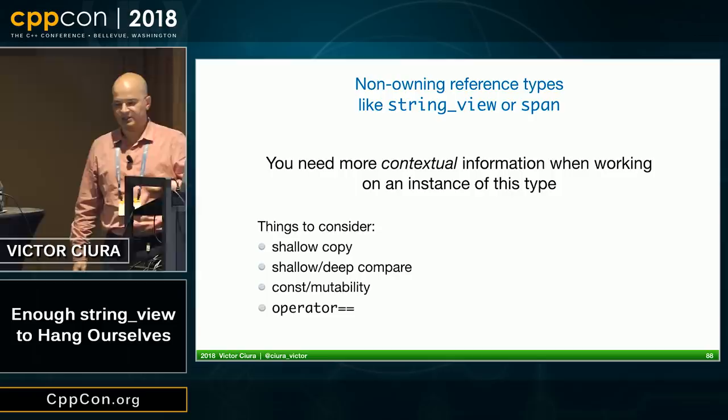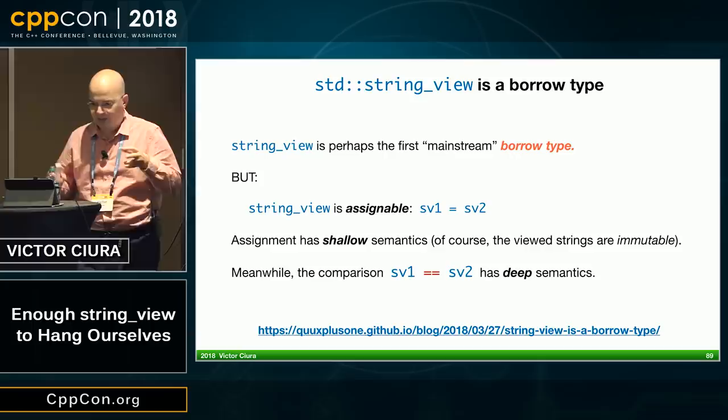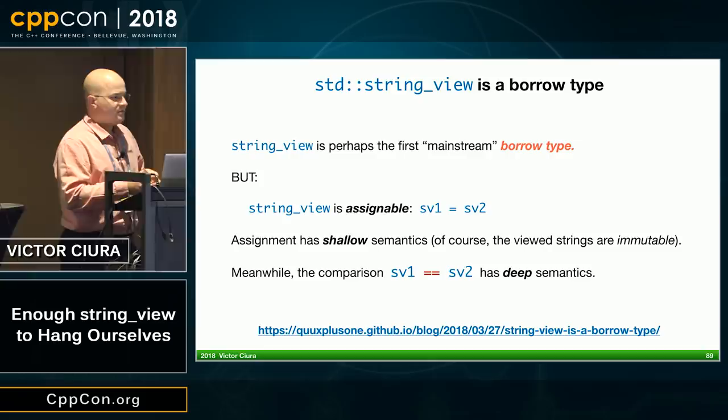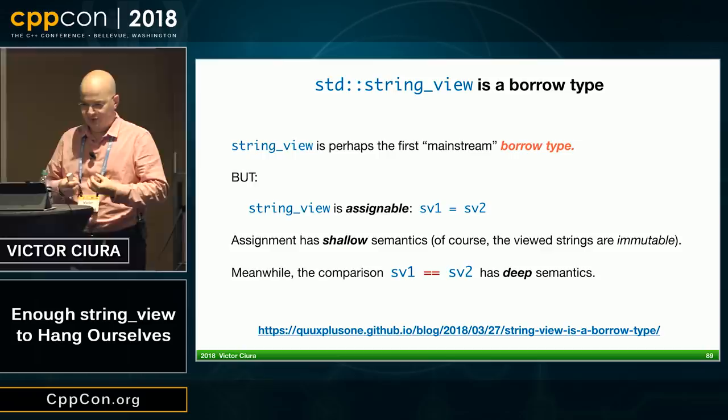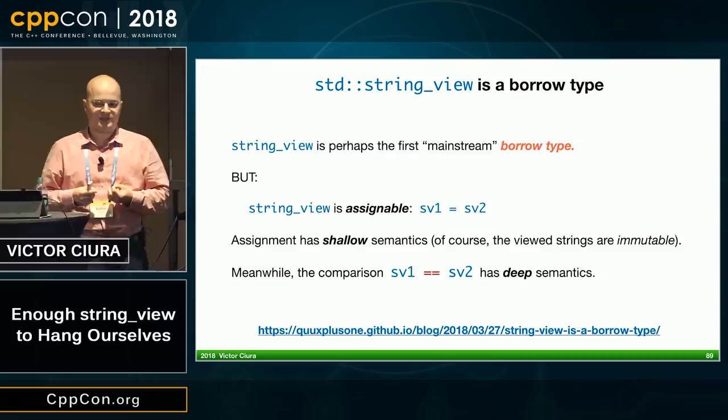So, the problem with string view: these kinds of borrow types are not exactly new. They are throughout the standard library already, but they're more exotic types. The problem with string view is that it has the potential to become a mainstream vocabulary type, and it's very tempting to use, and is deceptively simple. And this is where I believe the problem lies, the fact that it's much more appealing than other borrow-like types in the standard library.